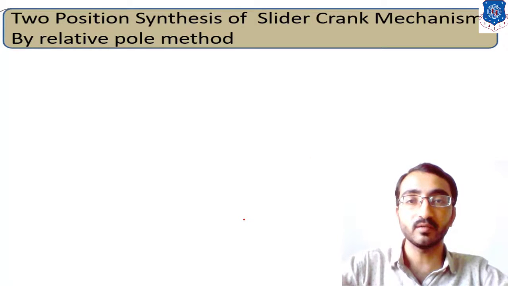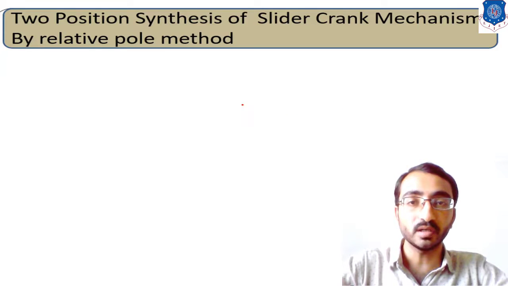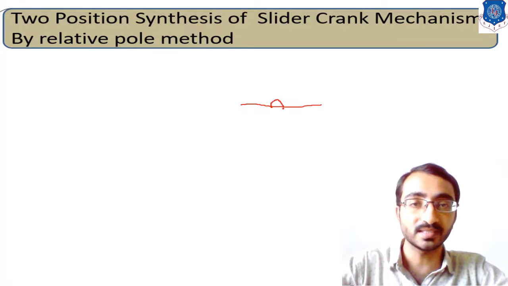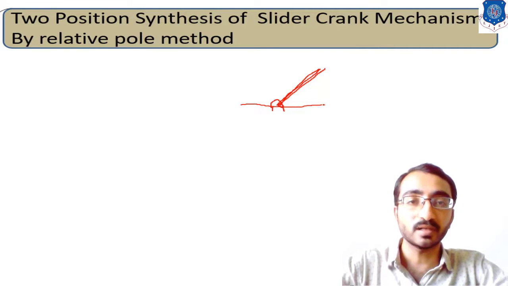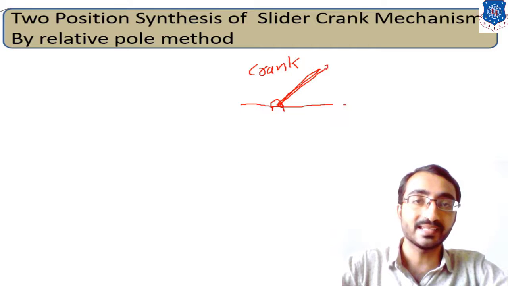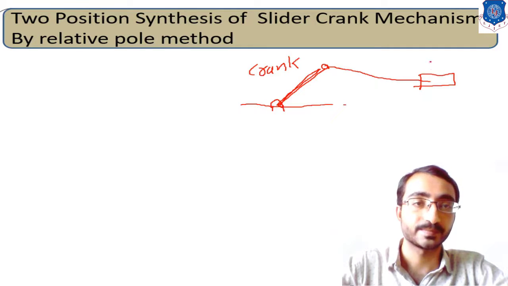Now first let's revise what a slider crank mechanism is. In a slider crank mechanism we consider one fixation point, and with respect to this fixation point we consider one link which is termed the crank. With respect to this crank, the crank is connected to the connecting rod, and this connecting rod is locating a slider. Let's represent the slider as S and the connecting rod as C.